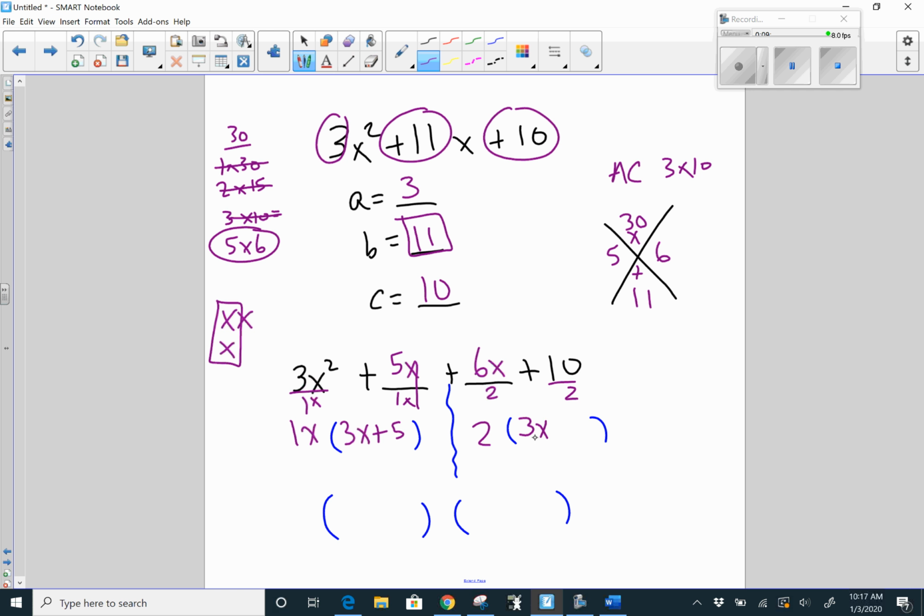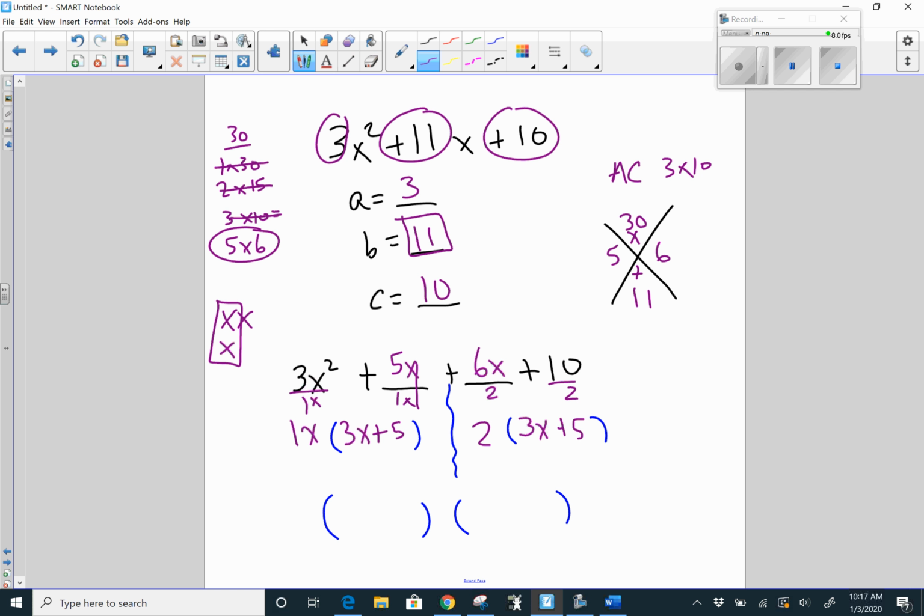6 divided by 2 is 3. The x comes down. So now if I look over here, if I peek, we're on the right track. 10 divided by 2 is what? What is it? Anyone? Christopher, wake up. 10 divided by 2 is 5.